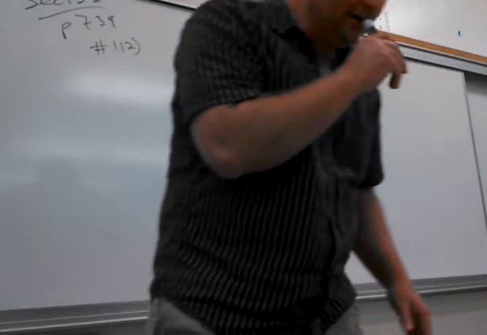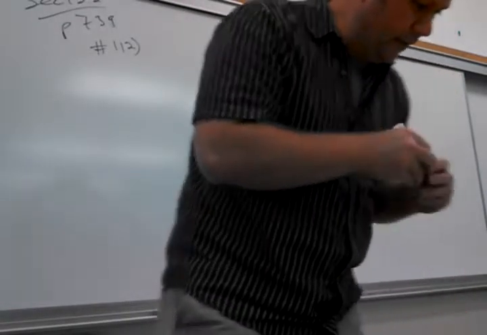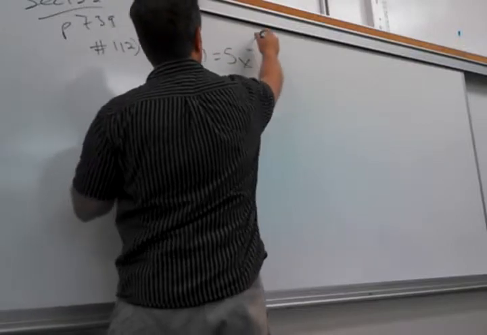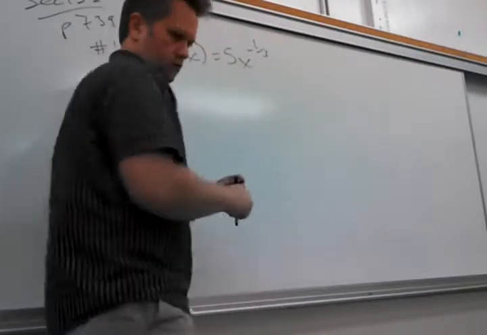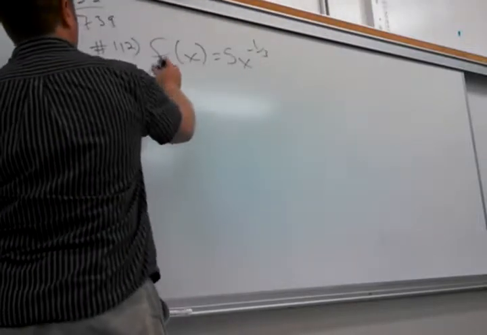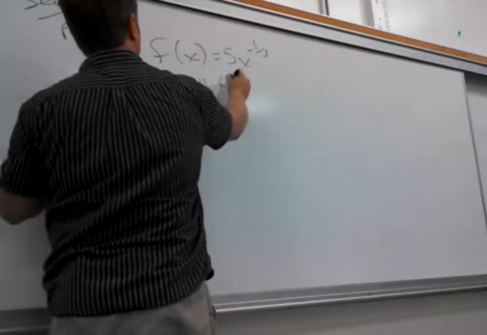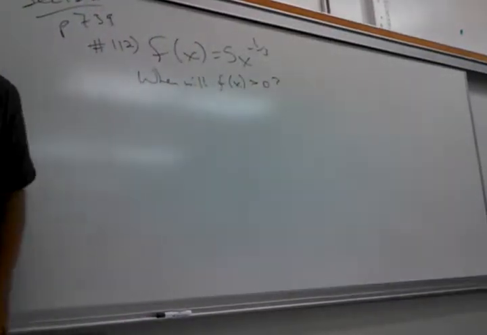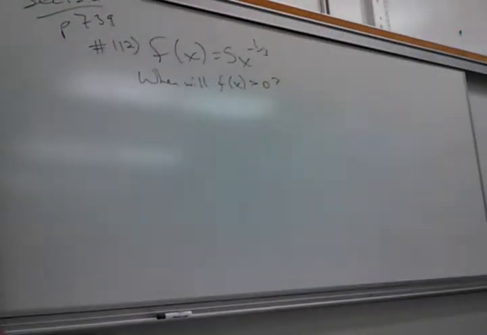All right, so 112 has: let f of x equal 5x to the negative 1/3. When will f of x be greater than 0? So what do you think? How's this work?